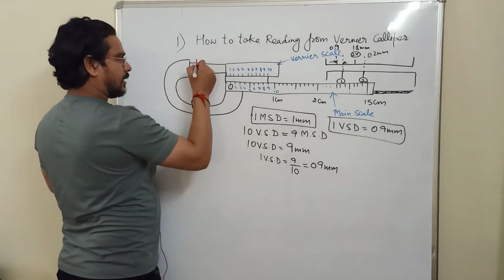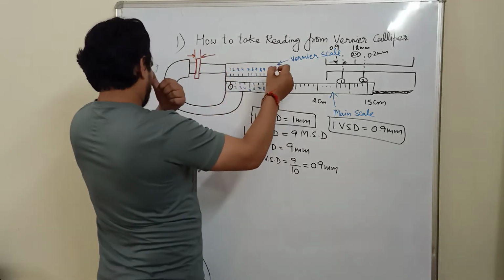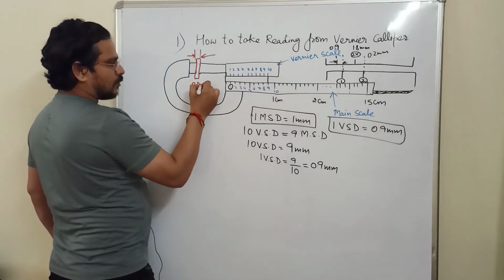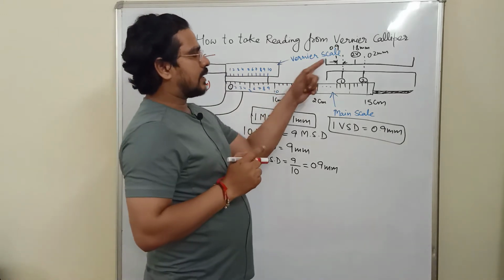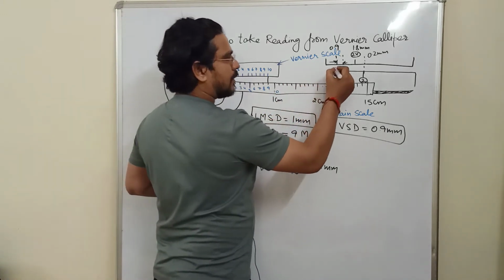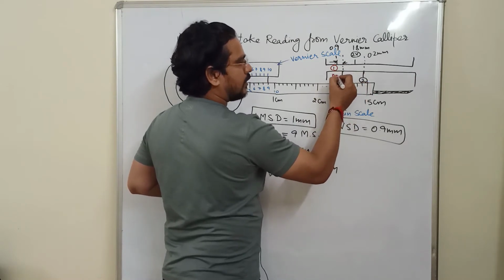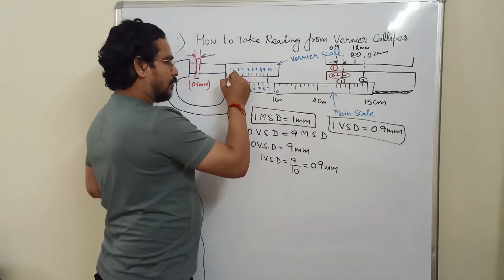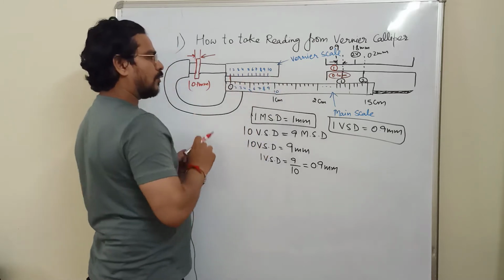So if you have an object placed in between for measuring its diameter, your vernier caliper will move towards the right. Suppose the opening is 0.1 mm. When your vernier caliper moves towards the right, you know that the gap between the first vernier division and the first main scale division is 0.1 mm. So your first division of the vernier caliper will match exactly with the first division of the main scale.